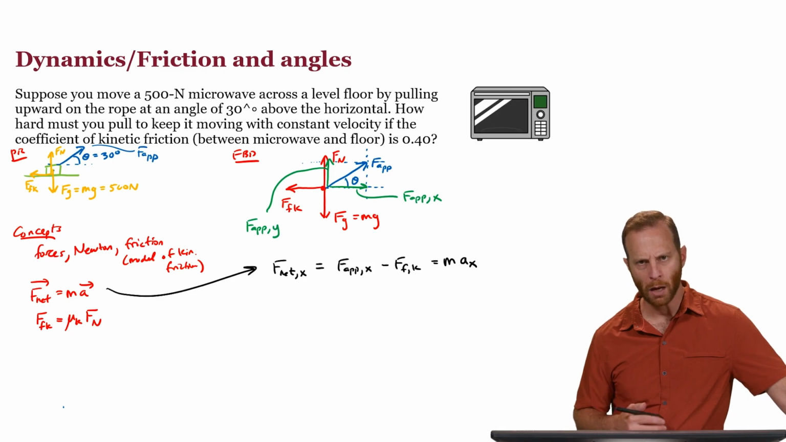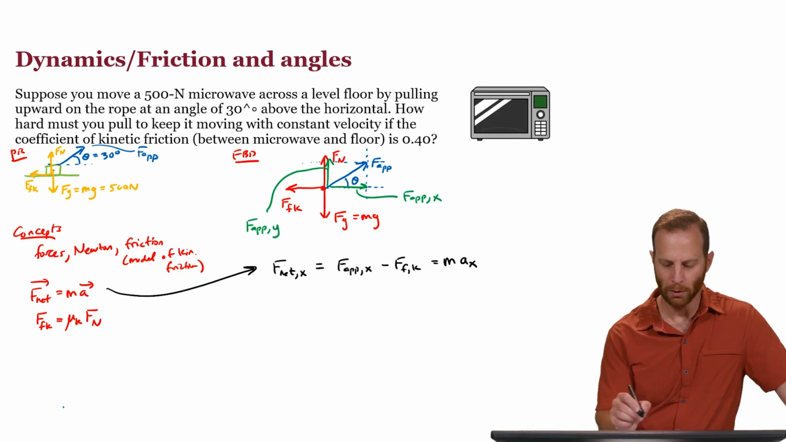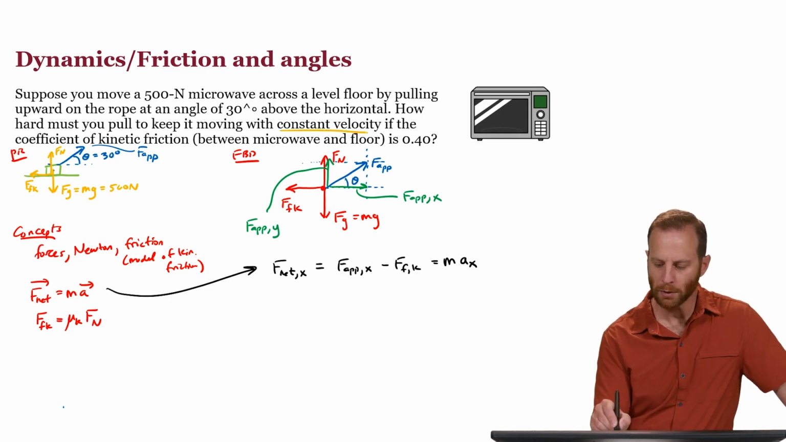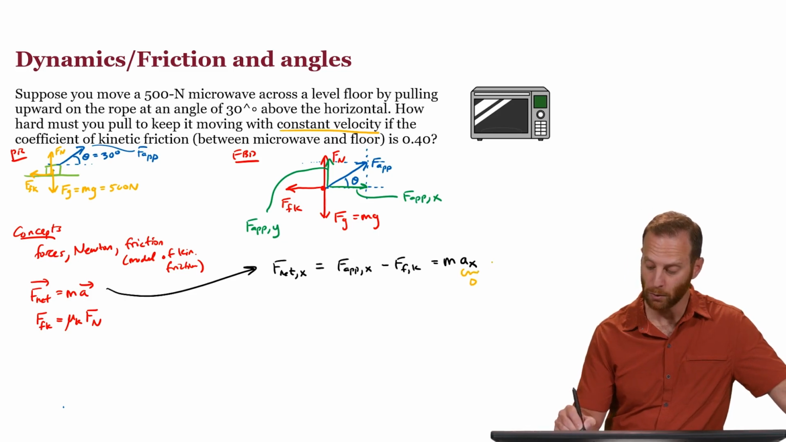And there's a lot going on here, but it should get a little bit simpler. And I say that because there's some information that we learn. The object is going to be moving with constant velocity. That tells us the acceleration is 0. So the whole right-hand side of that equation is 0.